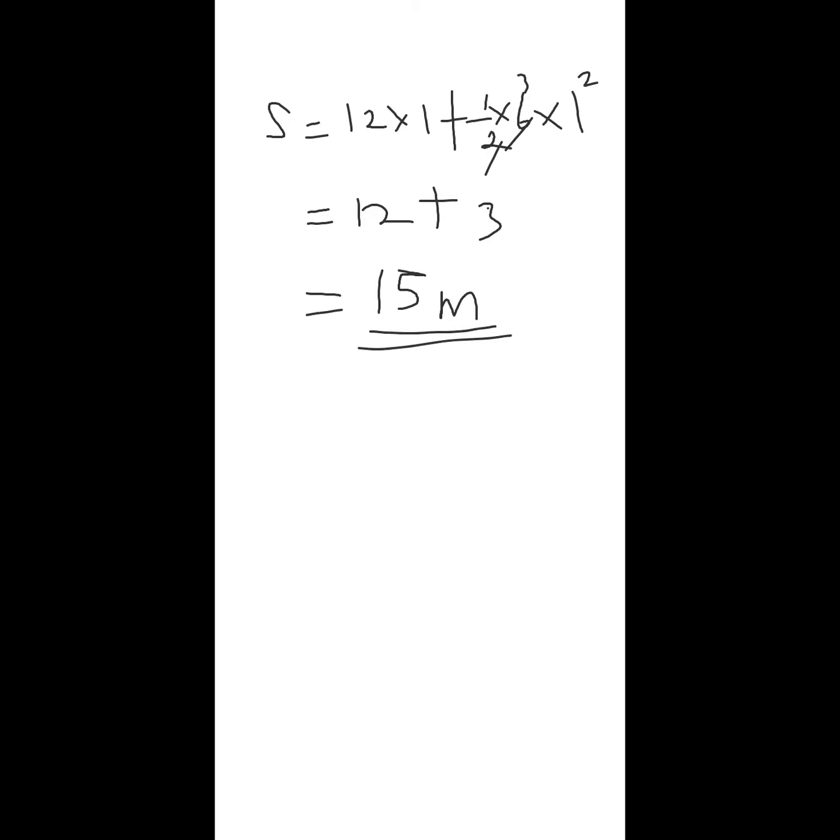A bullet fired vertically upward from a gun held 2 meters above the ground reaches its maximum height in 4 seconds. The question is: calculate the initial velocity.